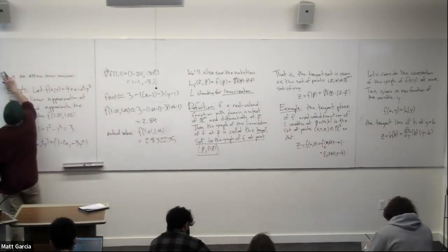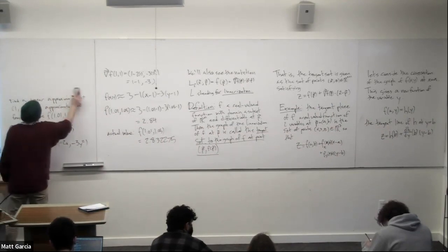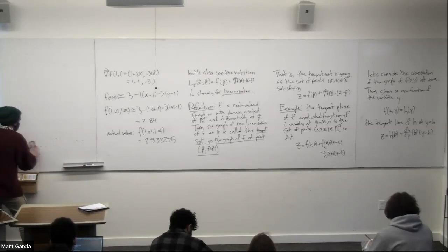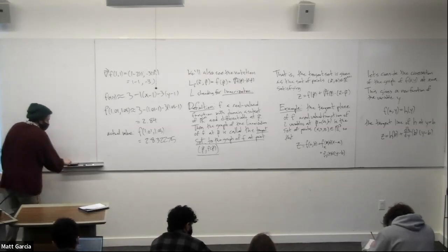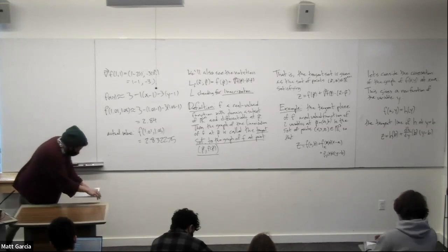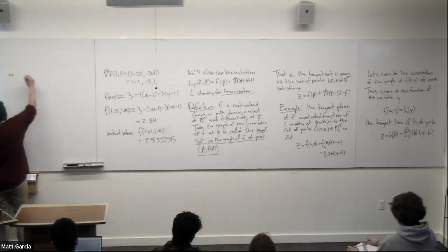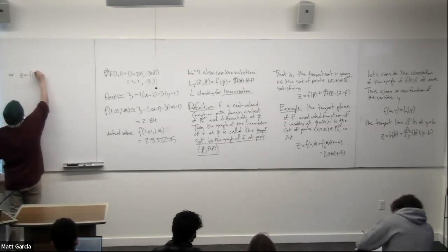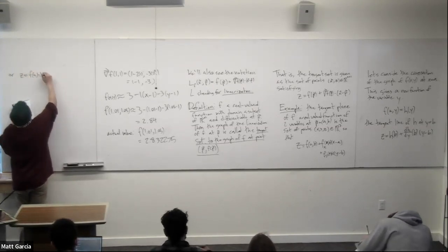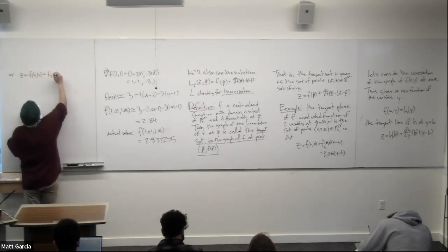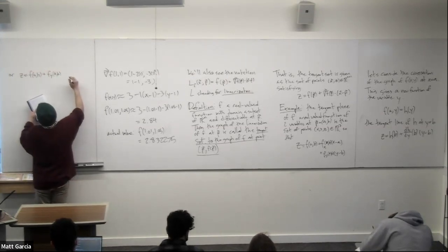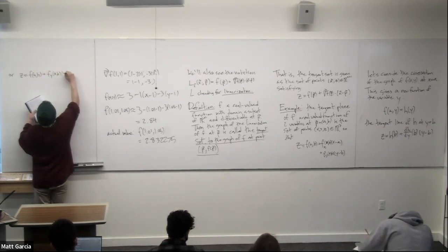Let me now go back on my substitution of h for f. Another way to write this is that z is equal to f of a comma b plus the partial derivative of f with respect to y evaluated at a comma b times y minus b.